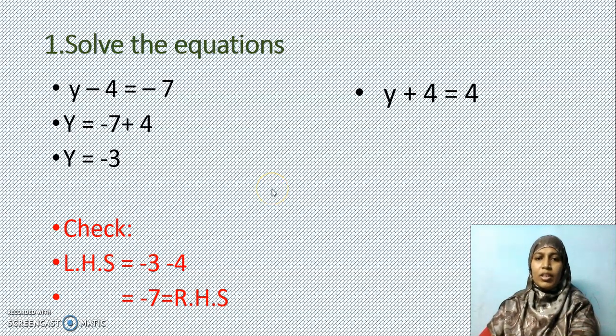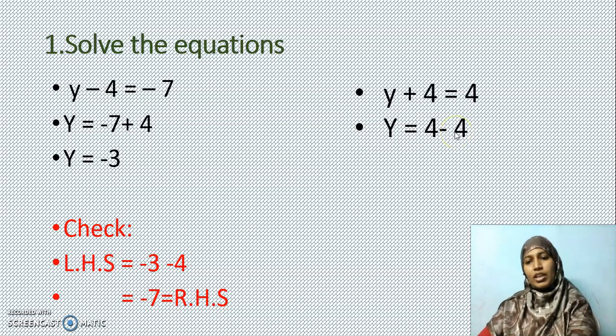Hi children, now let's continue with one more example. y plus 4 is equal to 4. Now by the rule of transposing, this 4 should transfer to the right hand side. So how will it transfer? This plus 4 becomes minus 4 here. This 4 is whatever is there in the right hand side. Okay, this 4 has changed to minus 4 here on the right hand side.